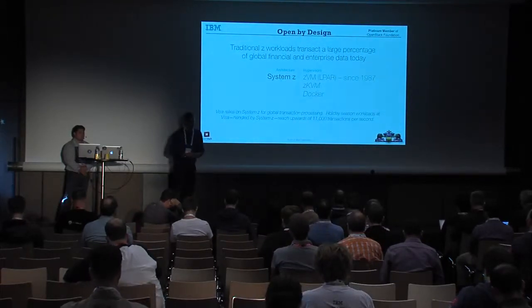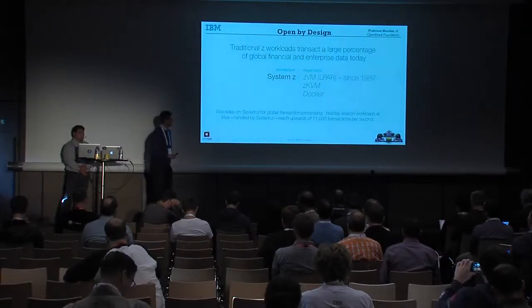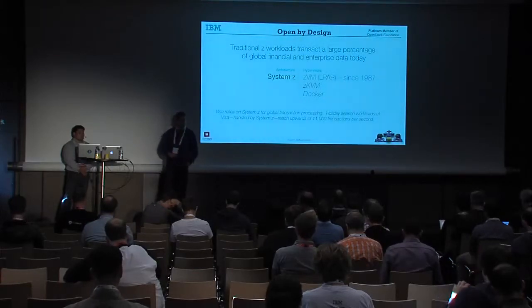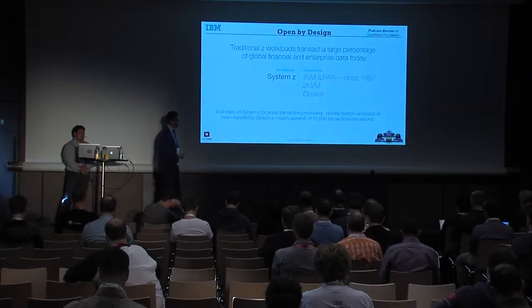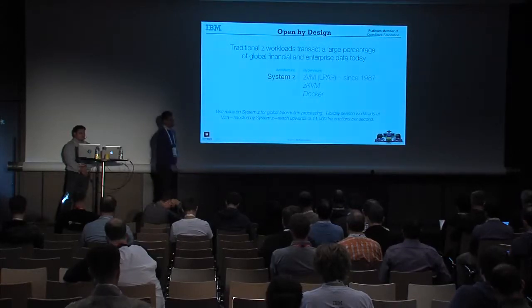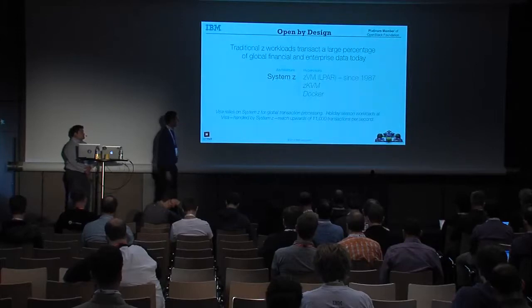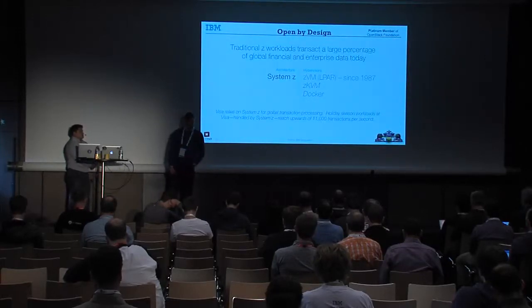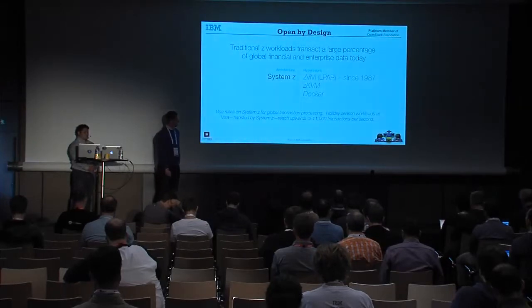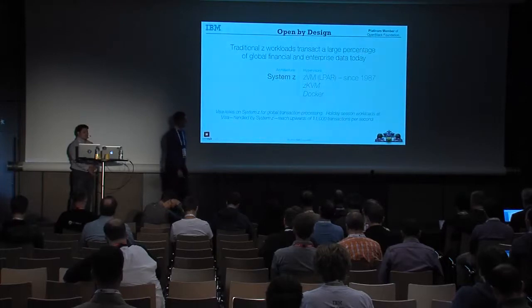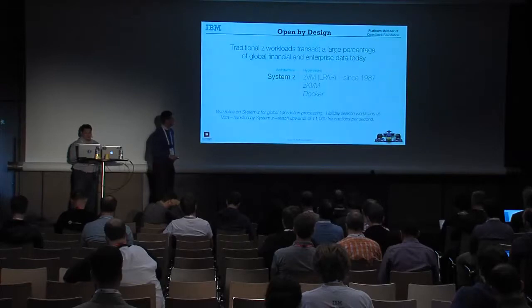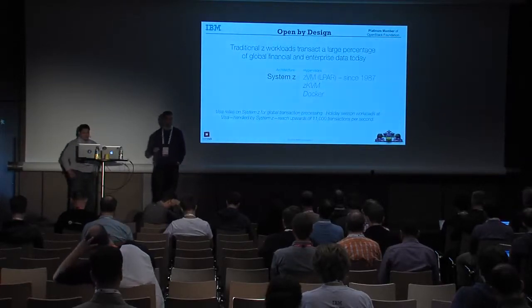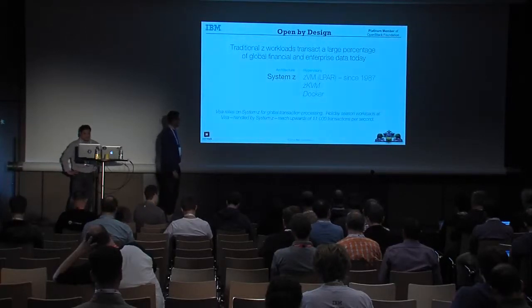So we're going to talk through what the capabilities are around that, but traditional Z workloads have been around for a very long time, and a very significant percentage of global financial and enterprise data lives on Z today. One mention here, Visa has been relying on System Z for transactional processing, reaching very, very high rates of transactions per second, especially in the holiday season. So their ability to have that kind of workload on Z is critical to their business. And yet, that's another pointer that we can't ignore Z as a participant in cloud.